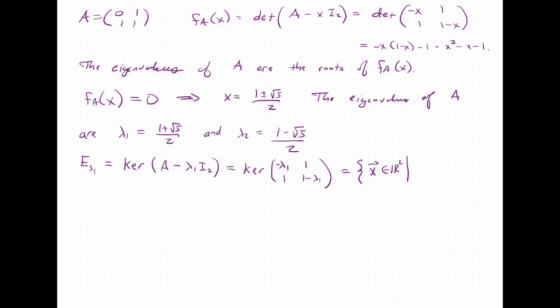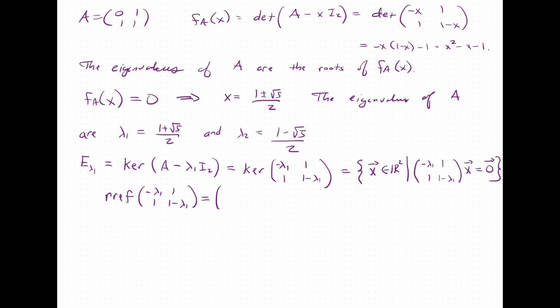This is those column vectors x such that the matrix negative lambda 1, 1, 1, 1 minus lambda 1 times x is equal to the 0 vector. So we're looking for those column vectors that when we multiply them by this matrix, we get back the 0 vector. So how do we go about computing that? By computing the row-reduced echelon form of said matrix. So we have to find the row-reduced echelon form of negative lambda 1, 1, 1, 1 minus lambda 1.